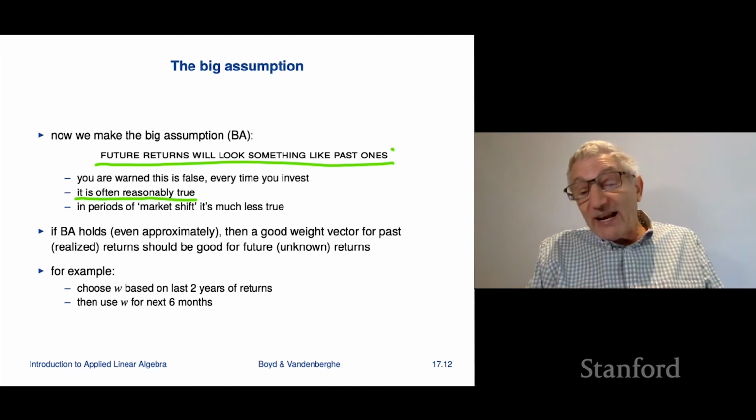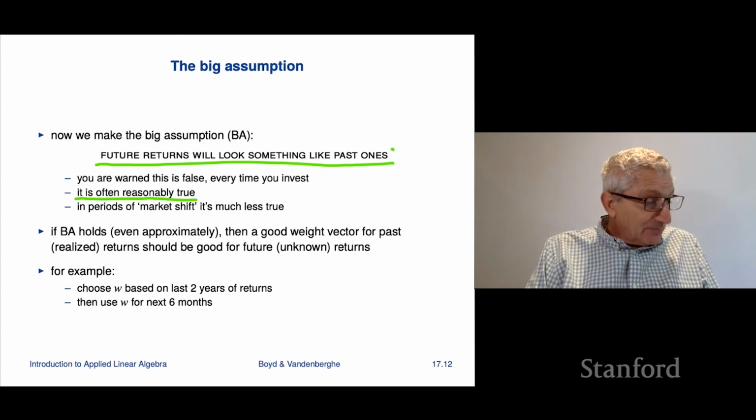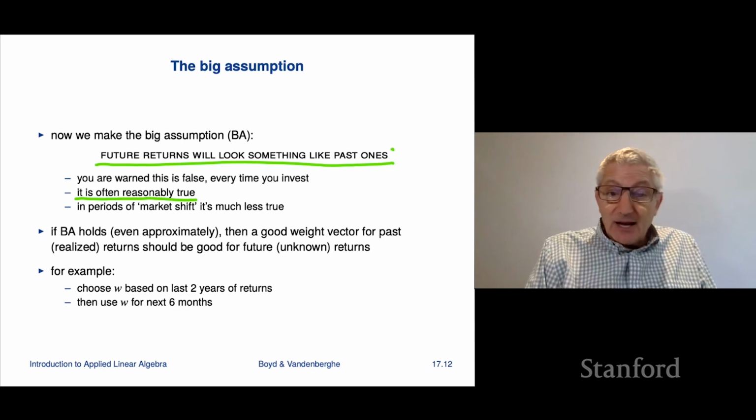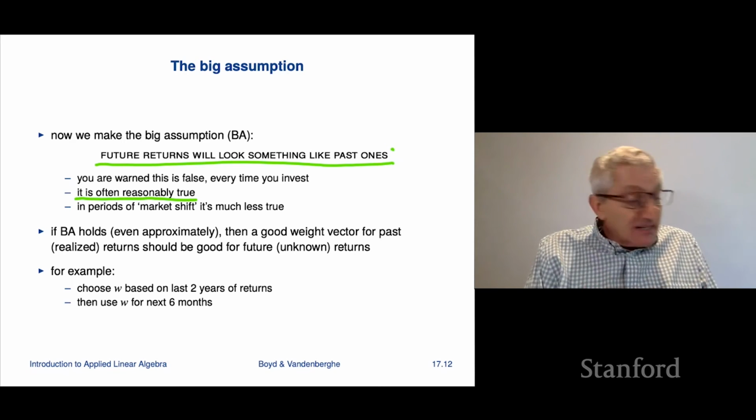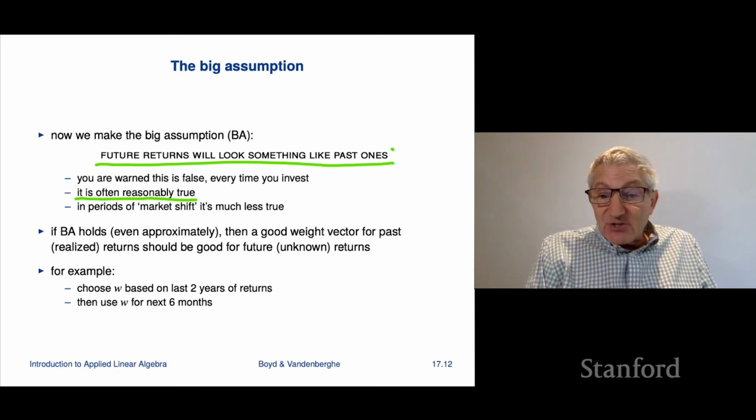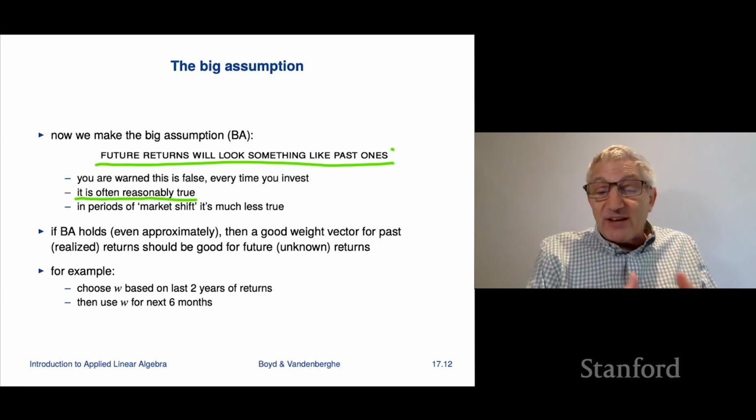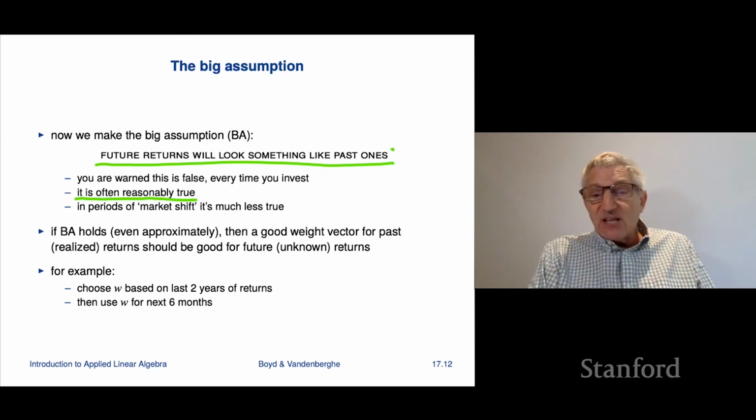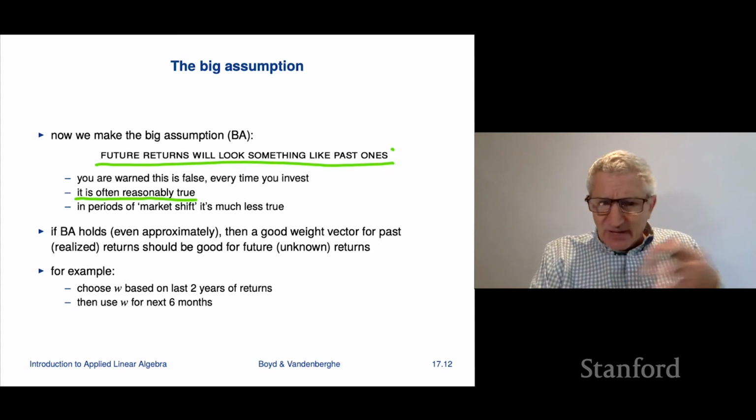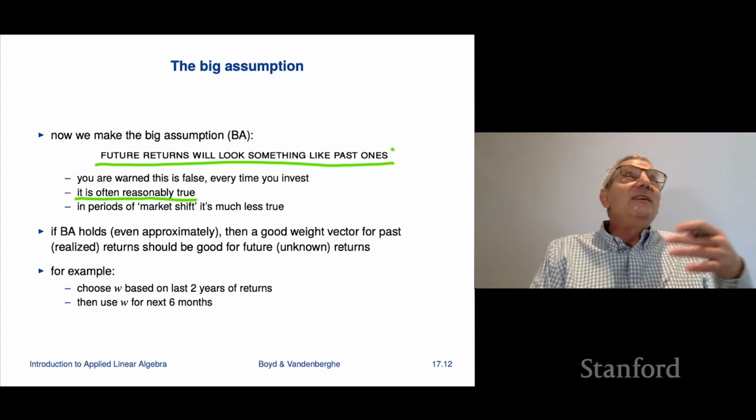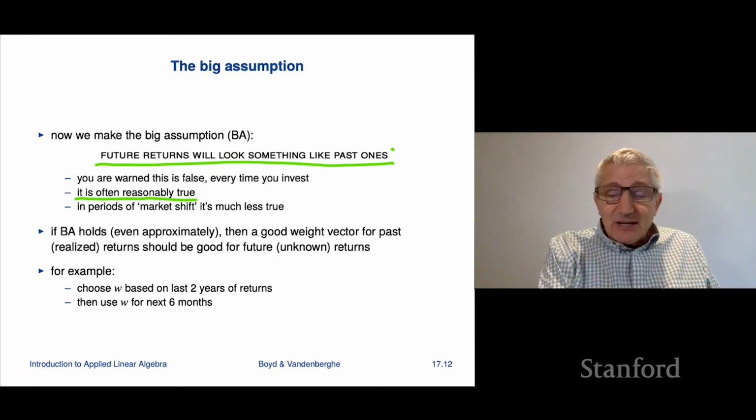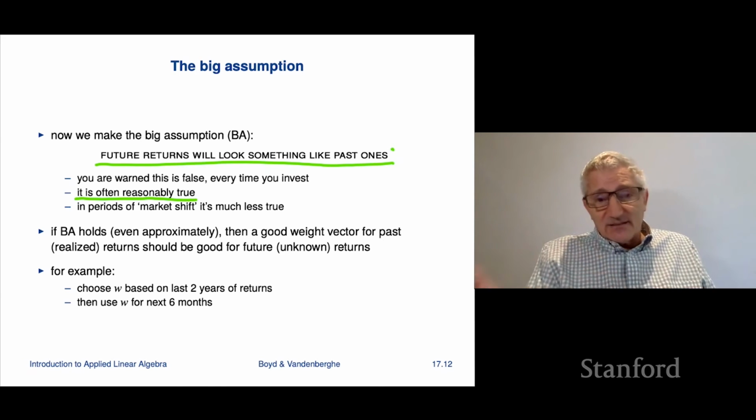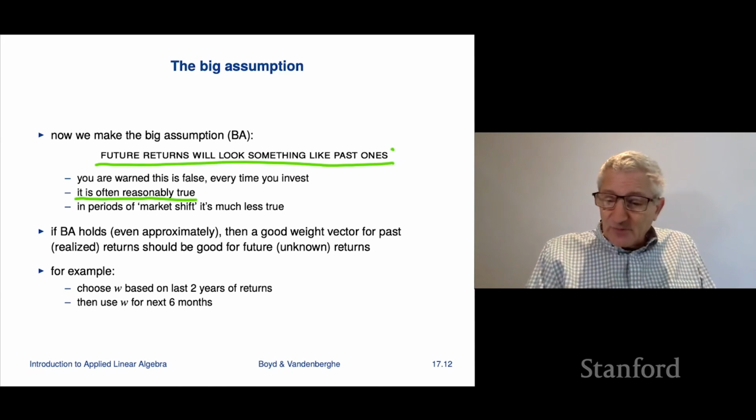However, while it's true, I should say, then it turns out a good weight vector for past realized returns should be good for future ones. And so here would be an example. You might choose W based on the last 2 years of returns and then use that weight vector for the next 6 months. Actually people do much more sophisticated things than that. They might come up with a new W daily and stuff like that. But once you get the basic ideas that we're talking about, you would understand how to do that and why people do that. Okay, so that's the big assumption.